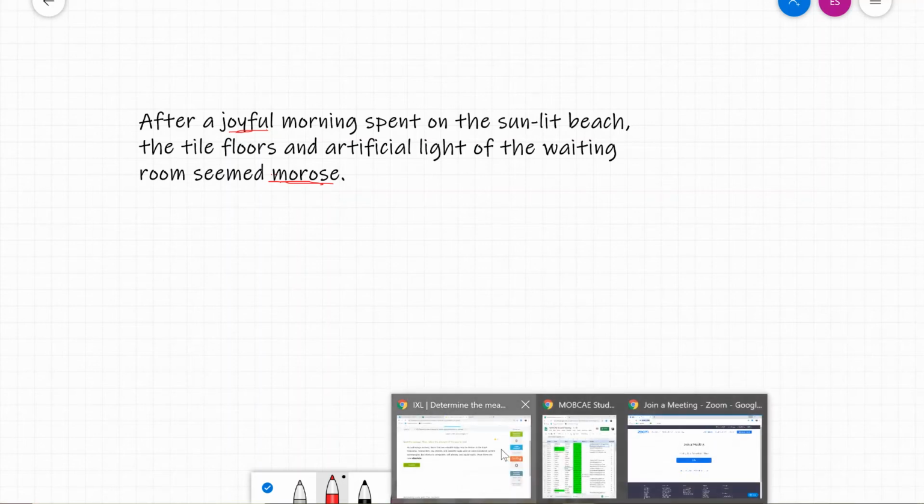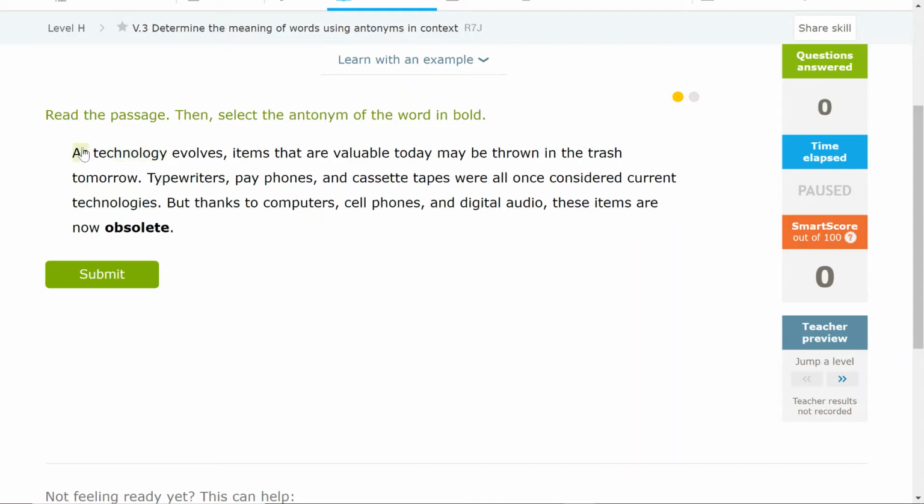So let's go to IXL and do some practice there. It says read the passage and select the antonym of the word in bold. So we're looking for the word in the passage that means the opposite of this word in bold. So let's read the whole thing and then we'll search. It says, as technology evolves, items that are valuable today may be thrown in the trash tomorrow. Typewriters, payphones, and cassette tapes were all once considered current technologies, but thanks to computers, cell phones, and digital audio, these items are now obsolete.